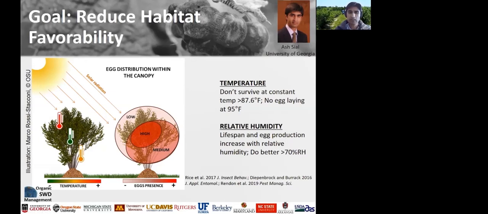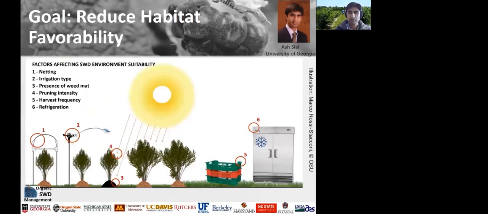Now the question is, what can we do to manipulate these two factors to make the environment less favorable in the field? And there are a number of things that we can do in the field to manipulate those two environmental factors to make the field less optimum, or the environment in the field less favorable for SWD.